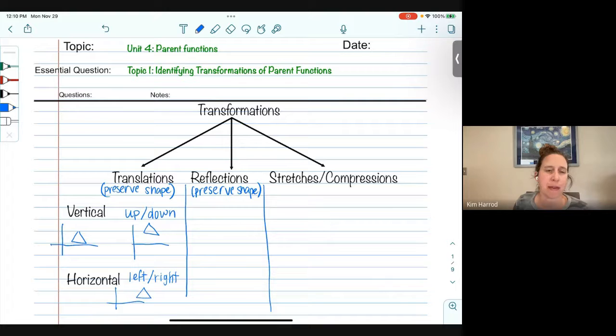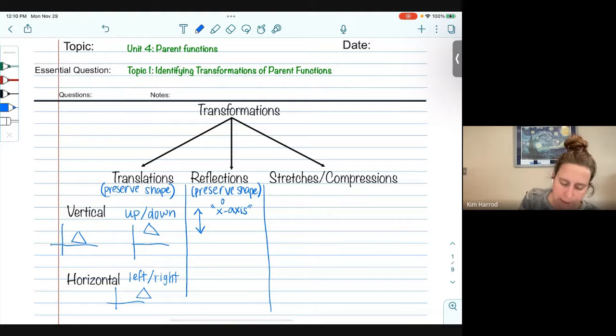Reflections can be in the vertical direction when you are reflecting something this way. Sometimes we call that over the x-axis, but the reflection does not always happen over the x-axis. But that's a common way that that's referred to. So, hypothetically speaking, if your graph is this and I reflect it over the x-axis, now your graph is this.